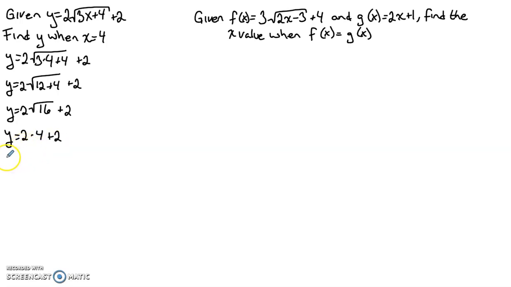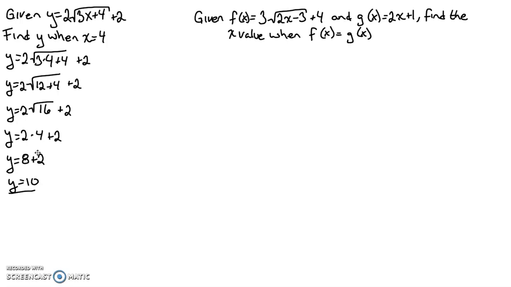We can finish solving this. Y equals 2 times 4 is 8, plus 2, so y equals 10. And there's our answer. Find y when x equals 4, y is 10. So the first case, to solve for y when we're given x, is fairly straightforward. Our other example is to solve for x if we're given y.